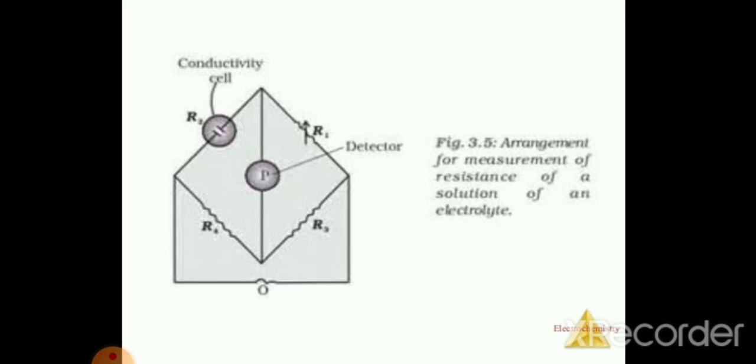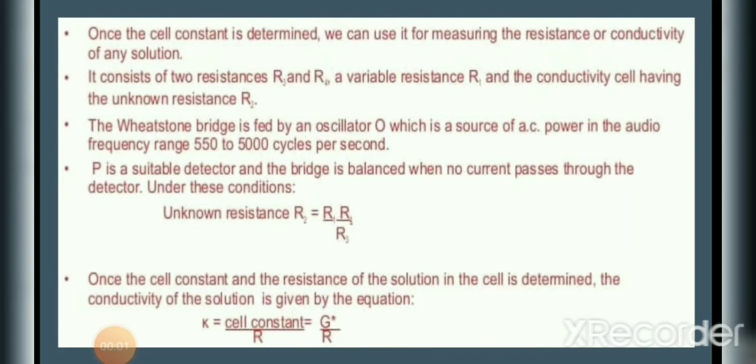And when the bridge is balanced, current will not pass through the detector. So when the bridge is balanced, the unknown resistance R2, which is the resistance of the solution taken in the conductivity cell, R2 will be equal to R1 into R4 by R3. Thus, the unknown resistance R2 can be determined.